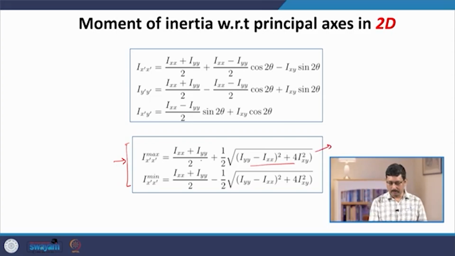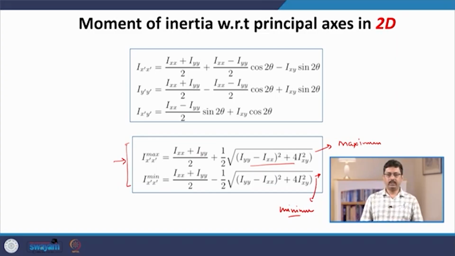So, you can see that this is of the form a plus b and a minus b. So, this must be the maximum value. Note that the second term is the same in both the equations, and the second term is always a positive quantity. So, this must be maximum and this must be minimum values of the moment of inertia.